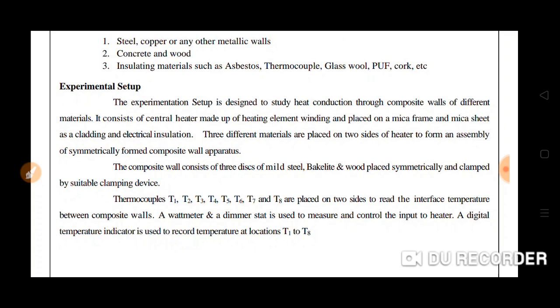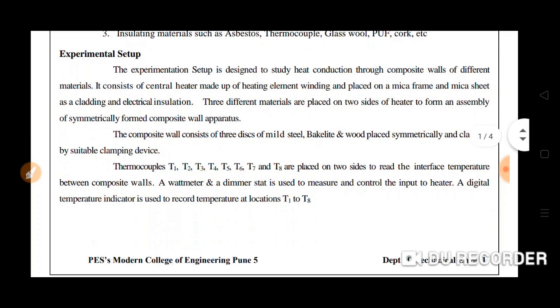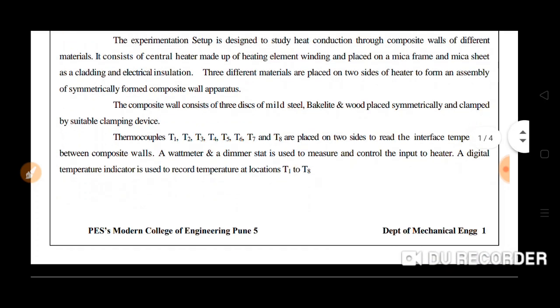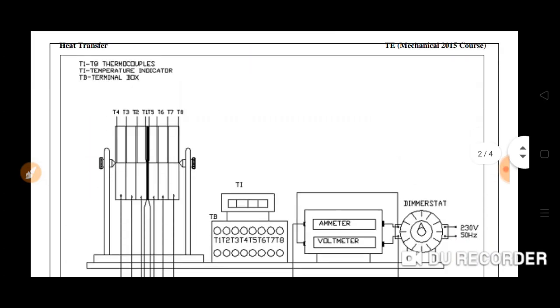Experimental setup: although we have seen it, we again see how these thermocouple arrangements are there. The composite wall consists of three discs: mild steel, then bakelite, and then wood. The three different materials are placed on two sides of the heater to form a symmetrically formed composite wall apparatus. That part we have seen in our previous video. In the center of this setup will be the heater. So you can see this is our setup.